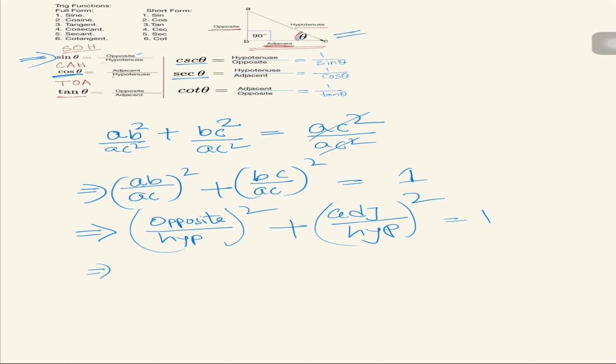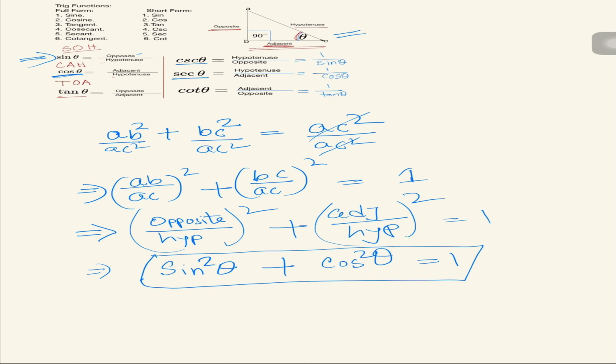But what do we know? What is opposite over hypotenuse? It's just sine theta, so it's sine squared theta. And what is adjacent over hypotenuse? It's cosine theta, so cosine squared theta. So it's going to be 1. This is one of the formulas. In your exam, you might be asked to prove that sine squared theta plus cosine squared theta is equal to 1. But it is one of the formulas we're going to use.